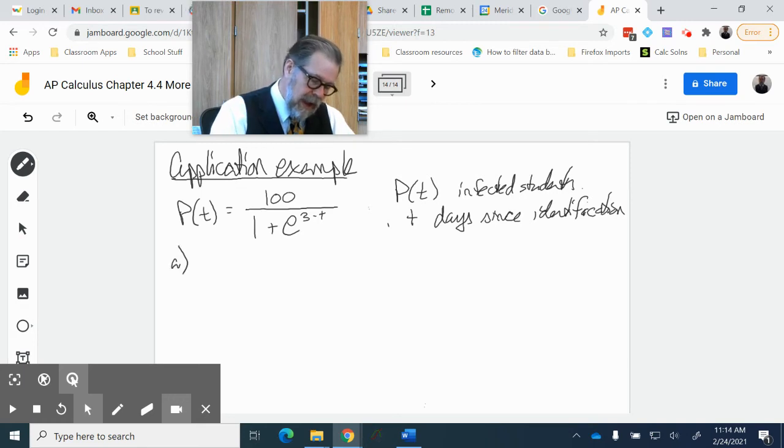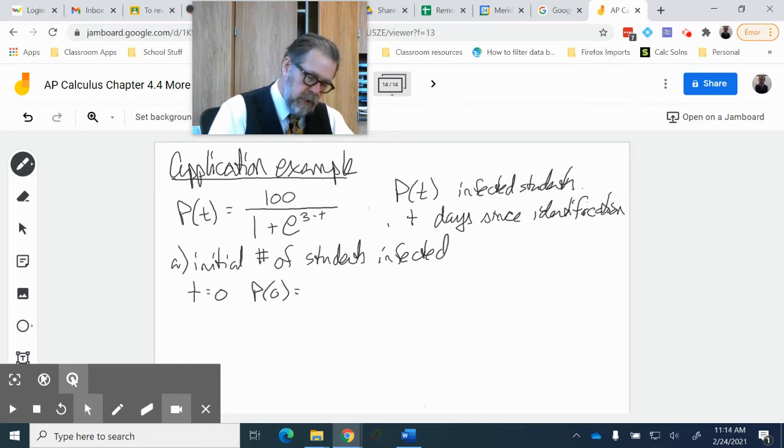So A, initial number of students infected. Well, of course, that means what happens at time 0. P of 0 equals 100 over 1 plus e cubed. And if you type that into your calculator and round it to the nearest whole number, you get 5 students.